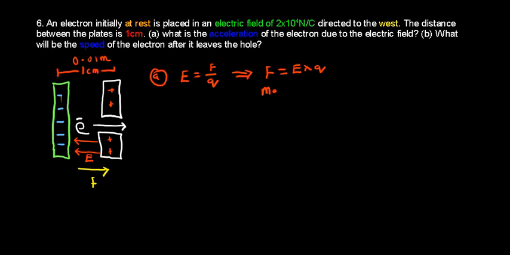Remember, we're looking for the acceleration. So we make a the subject of the formula. So a here will now be equal to electric field multiplied by the charge Q divided by what? The mass of the electron. So this is the mass of the electron, right? Let's go ahead and put in the values.